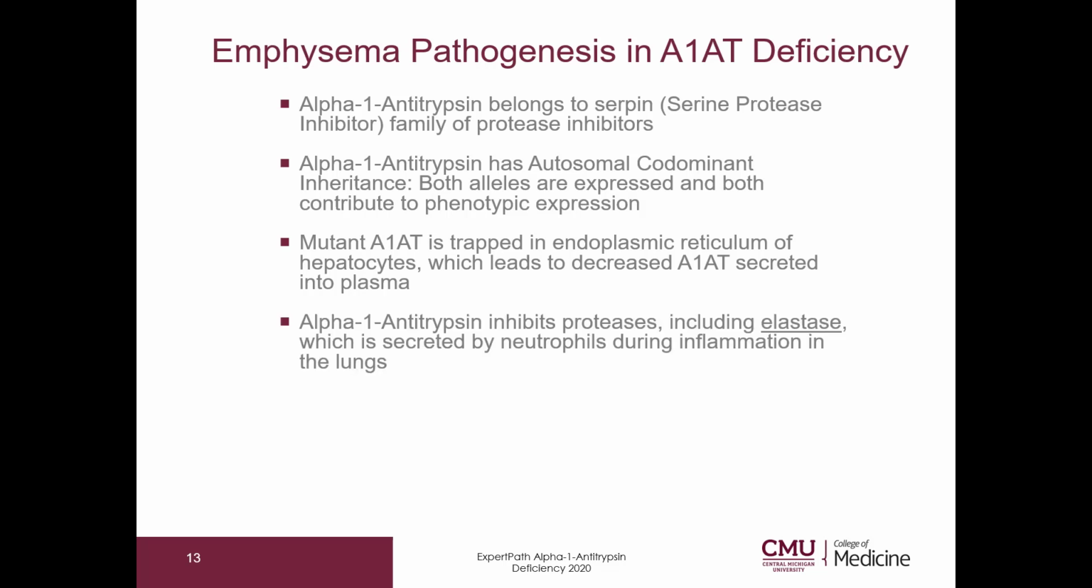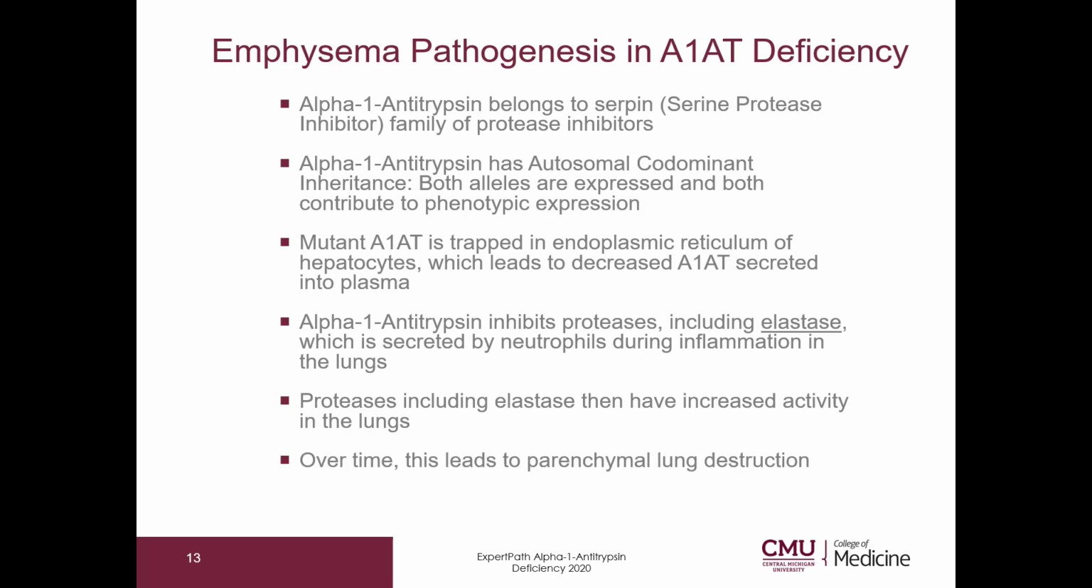Alpha-1 antitrypsin inhibits proteases, including elastase, which is secreted by neutrophils during inflammation in the lungs. Proteases, including elastase, then have increased activity in the lungs. Over time, this will lead to parenchymal lung destruction.